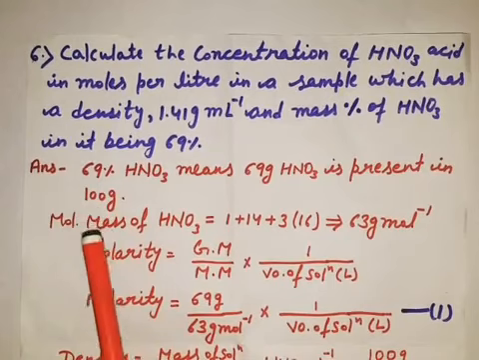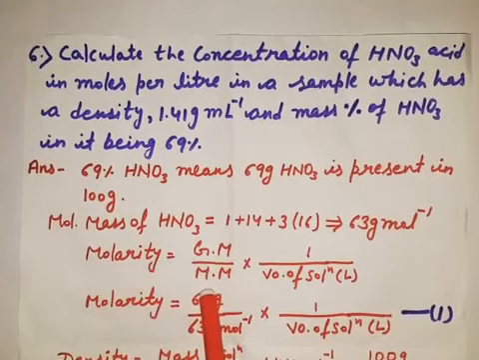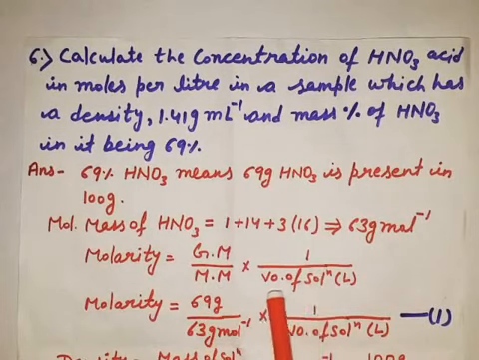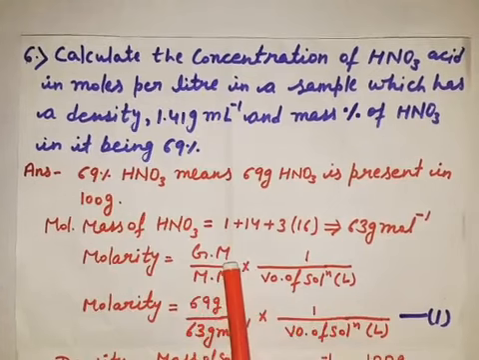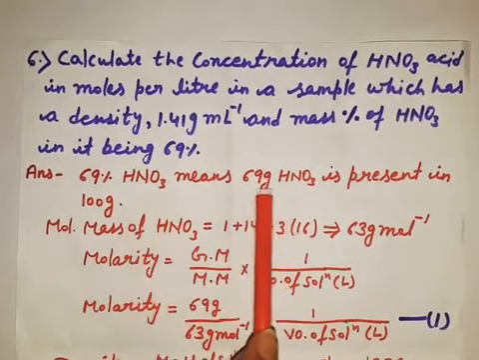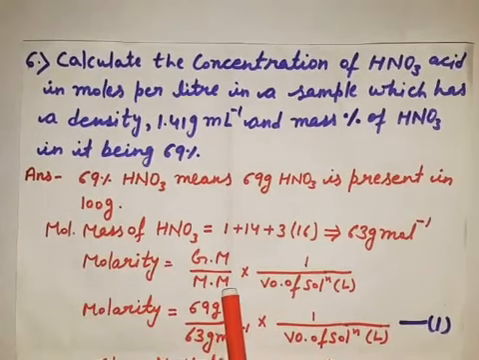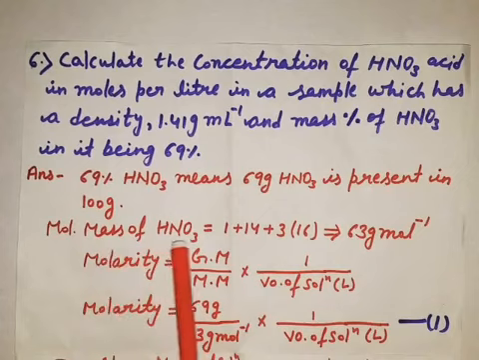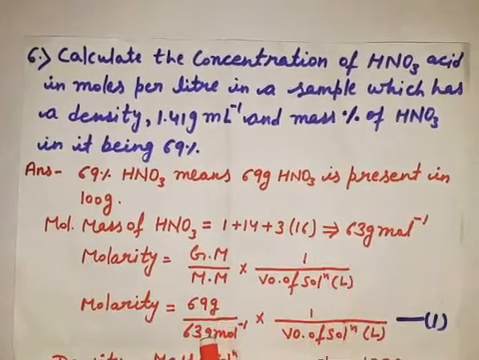So here first of all we will write the formula that molarity is equal to given mass divided by molar mass into 1 by volume of solution in liter. Now what is given in this question? Given mass of solute, that is nitric acid. We just found out that it is 69 gram. So here we will put the value 69 gram. Molar mass of HNO3 we can calculate here. It is 63 gram per mole. So here we will put the value.